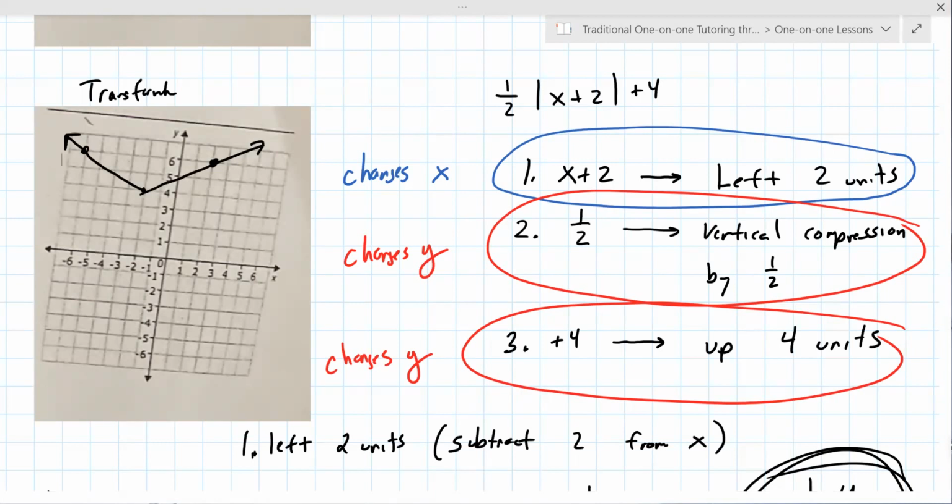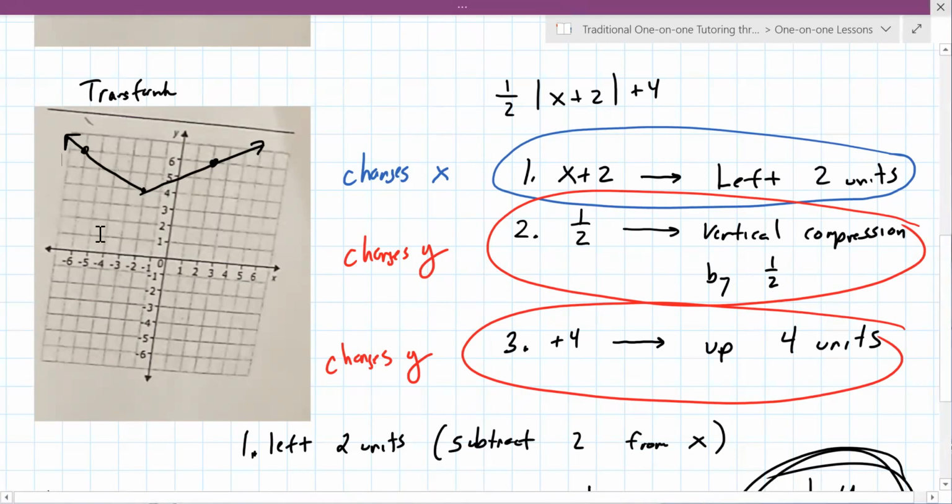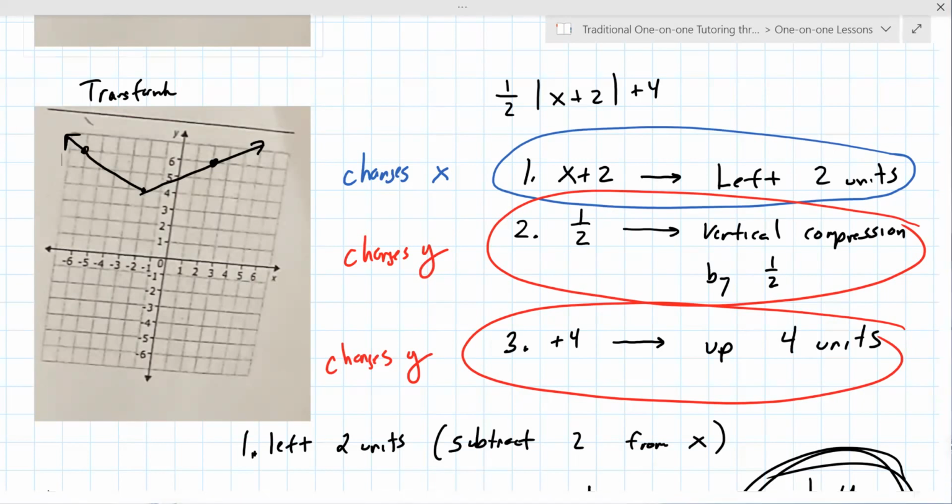Okay, so let me know when you get this graph down. This is that middle graph. There we go. Okay, so now the domain. The domain is always all real numbers. What is the range? The range is not all real numbers.